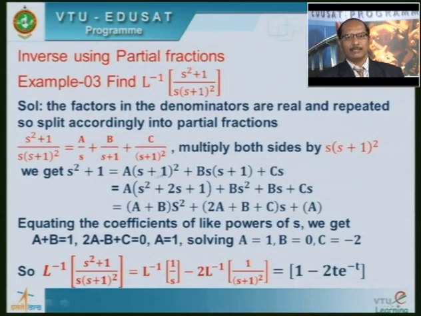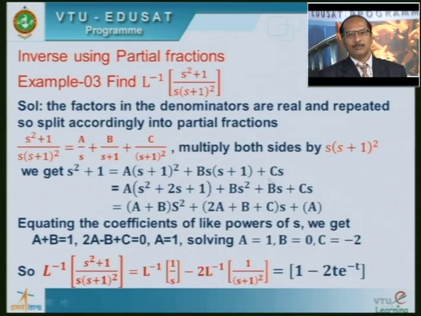Now, simplifying this right hand side, S plus 1 whole square you simplify, A into S square plus 2S plus 1, plus B into this bracket, B S into S, B S square, B S into 1, B S, plus C S. Now, collect the various powers of S and its coefficients. First, collecting the S square coefficients: A into S square is one term, B into S square is another term. So, A plus B into S square it is.